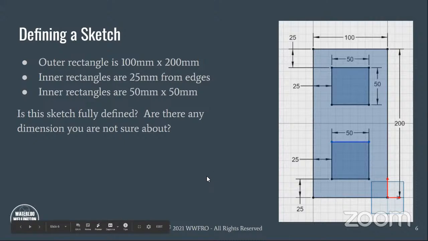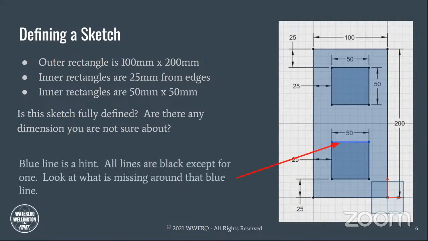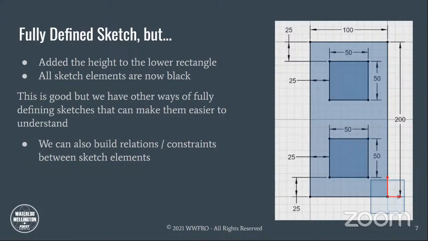And so I'll ask now, is this sketch fully defined? Is there anything you're not sure about? Anything that's not fully explained in the sketch? Well, if we look, the blue line is a hint. So sketches can be pretty overwhelming, can be pretty hard to tell if it is fully defined. So you see that one blue line, something about that isn't defined. And if we look a little more closely, it's kind of clear that we didn't define the height of that. So if we put the 15 millimeters in for the height, everything turns black, all the lines are black, so we have a fully defined sketch.